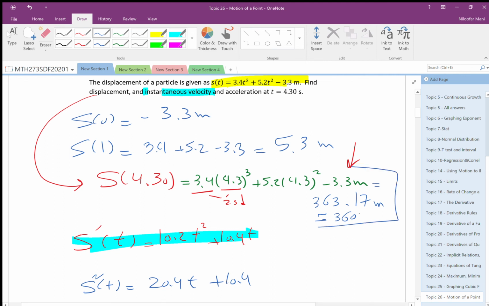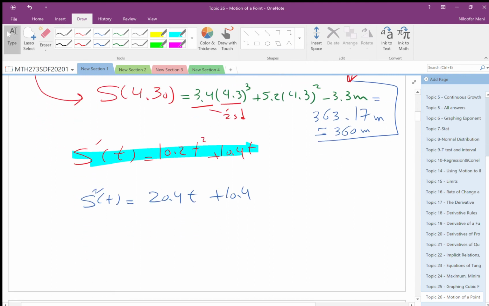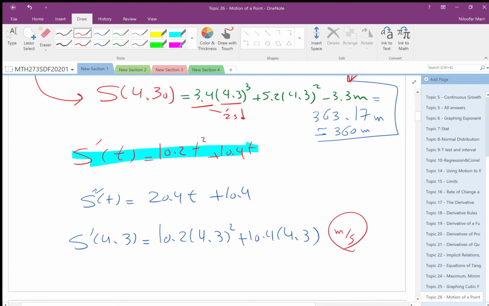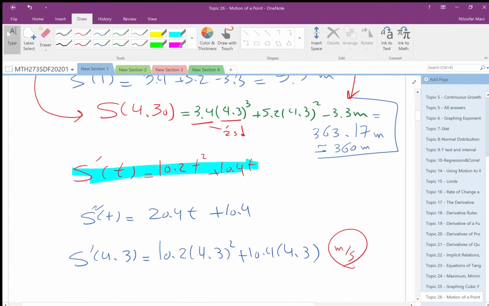Okay, this many meter. And how about the S prime? So S prime at 4.3 is 10.2 times 4.3 squared plus 10.4 times 4.3. And when you find the answer it is meter per second. Remember, these questions are not hard, but it is very important that you include the unit. How about for acceleration? For acceleration, the unit is meter per second squared. You can just substitute, find the answer.